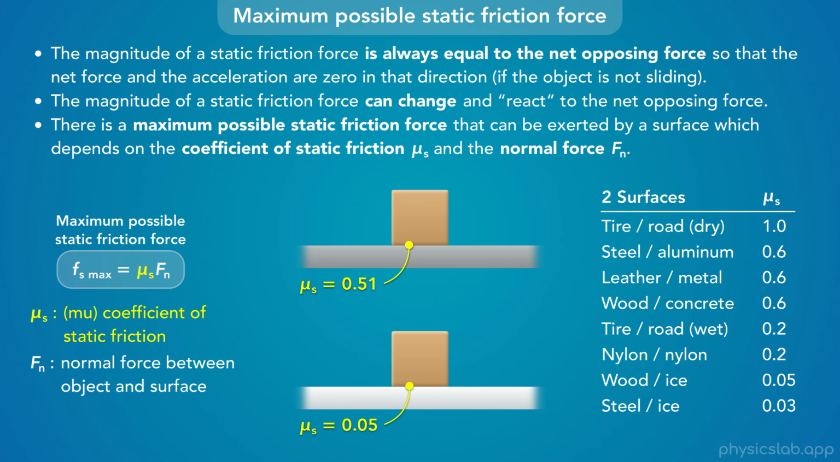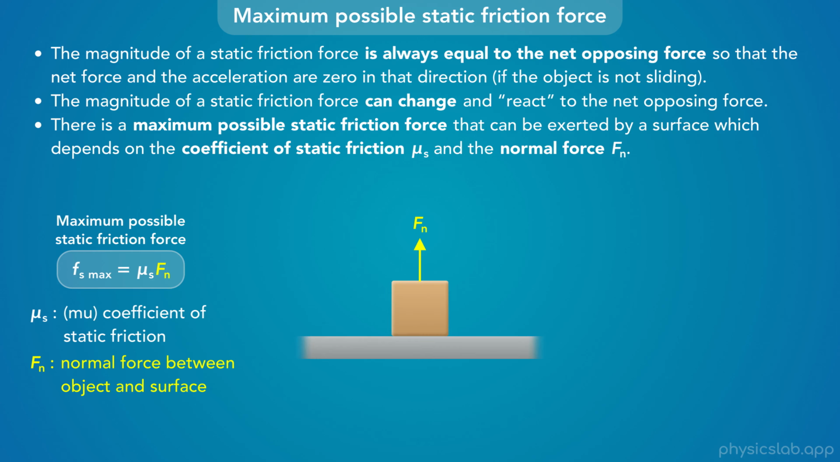And just for reference, here are some other coefficients of static friction for different pairs of objects or surfaces. You don't need to know these, but notice that the coefficient depends on the materials and the conditions, like if they're wet or dry. It can also depend on their temperatures. The important thing is that a greater coefficient of static friction results in a greater maximum static friction force. So if these boxes have the same mass and the same normal force, then the ground can provide a greater maximum static friction force than the ice can provide.